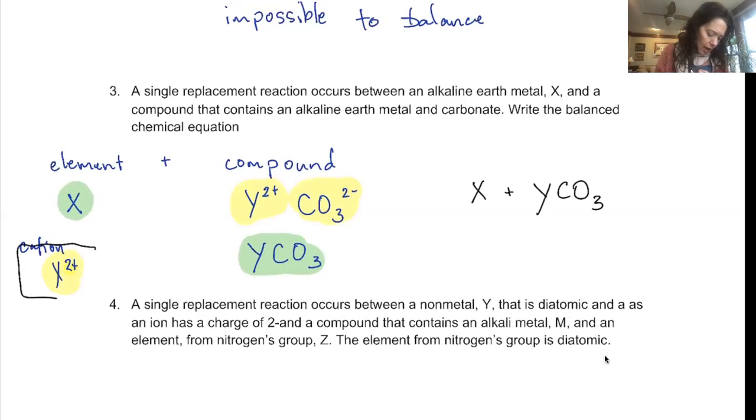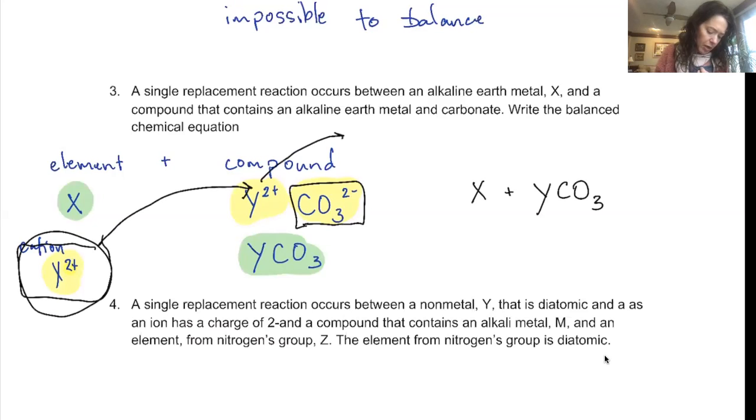X is a cation, right? So X will replace Y, and X will now be with the negative carbonate, right? Because positives and negatives go together, and Y will be out by himself. All right, boom. So what that means is Y will be by himself.